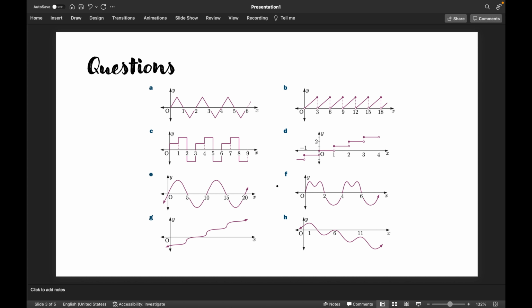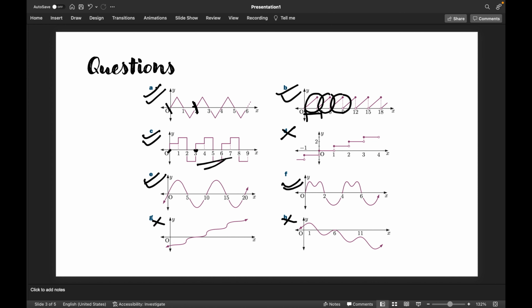I'm assuming that you've answered the question. The first one is a periodic function because this part keeps repeating over and over again. This also is a periodic function because this part keeps repeating and it's of the same length. And then C is also a periodic function because if you look from 0 to 3, the same pattern can be noticed even here. So that's why this is a periodic function. This is not. As you can clearly tell by this, it's not a periodic function. And now what about E? Of course it is. And so is F. And G and H are not. So the answers were A, B, C, E, and F. So these were the periodic functions.